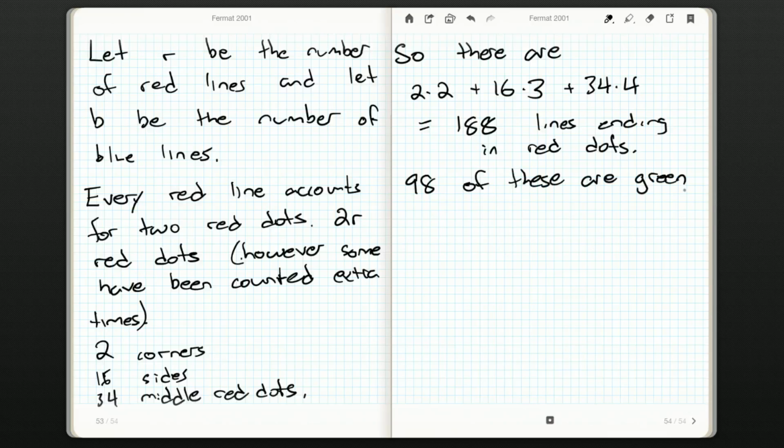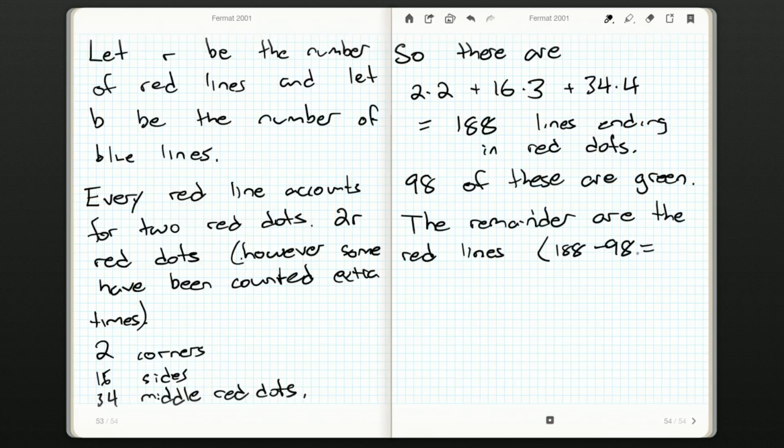Now we're told there are 98 green lines, so 98 of these lines must be green lines. How many red lines should we have? 188 minus 98. But we're counting lines based on their dots. And each red line is counted twice.